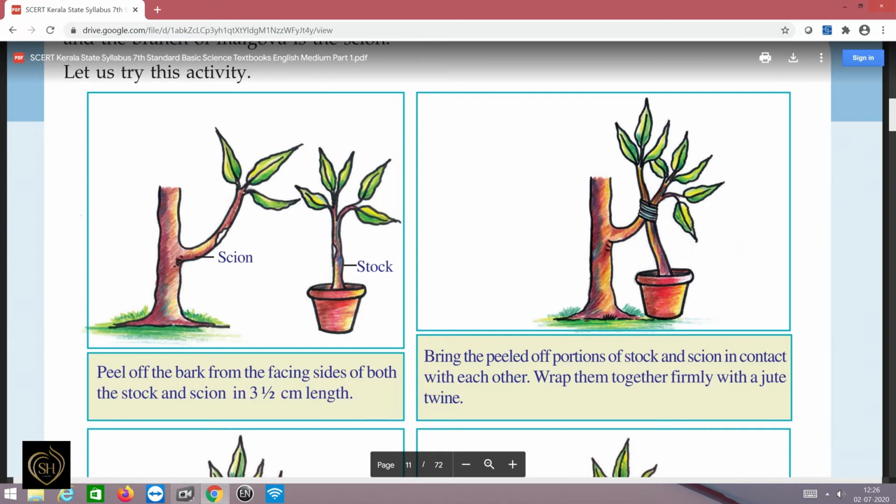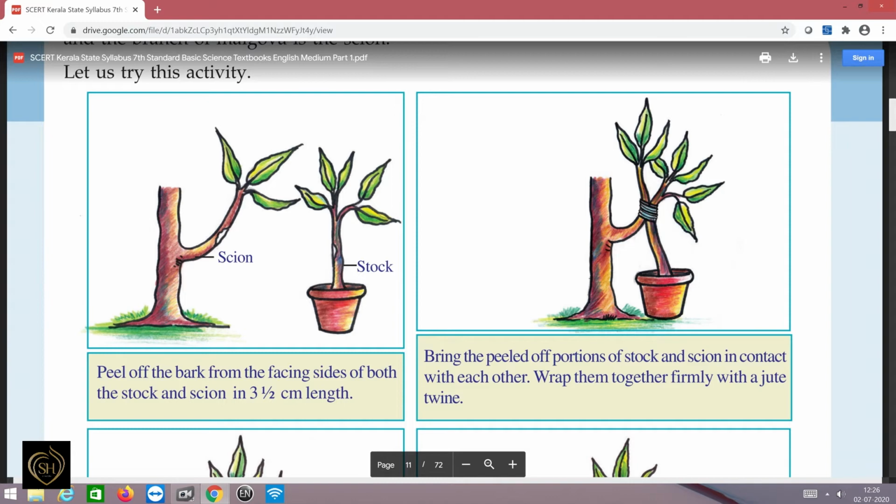First you have to peel off the bark from the facing side of the stalk. You can see in the picture the facing side. Do you understand what the facing side is? The side which is facing each other. Peel off the bark from the facing side of both the stalk and the scion. What is the length? 3.5 centimeter length. You measure 3.5 centimeter and peel off that facing side of the branch.